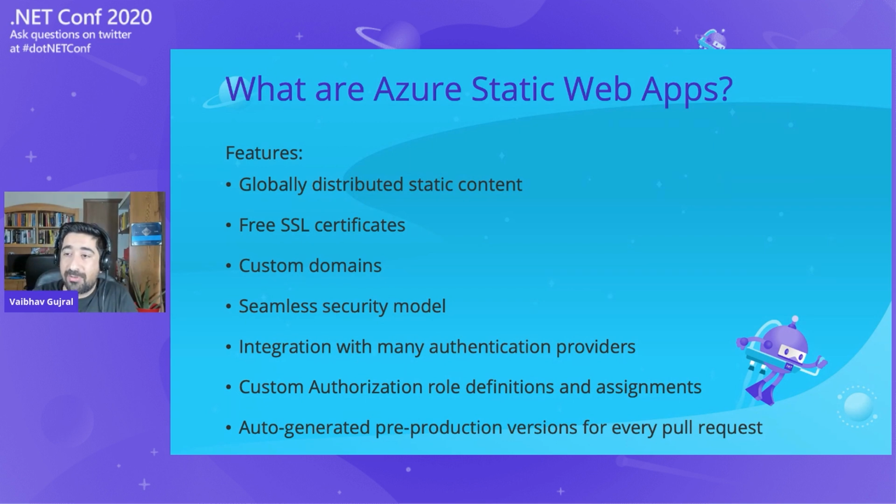Lastly, Azure Static Web Apps auto-generates pre-production versions for your app whenever there is a new pull request being created against your branch. We'll go through some of these features shortly in this presentation.